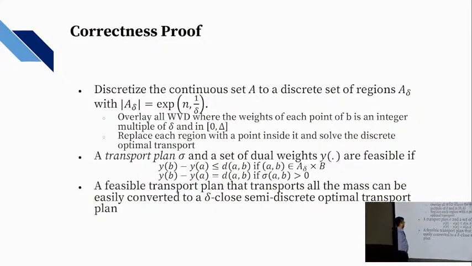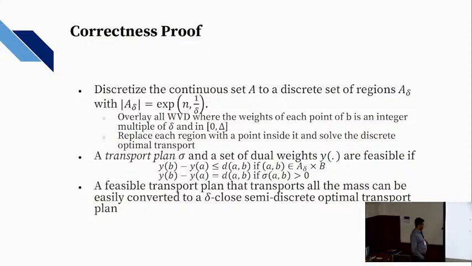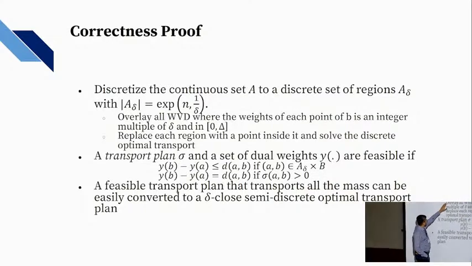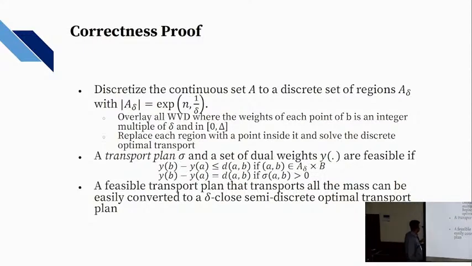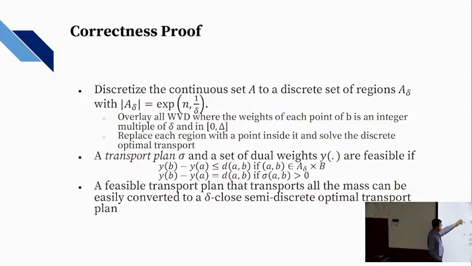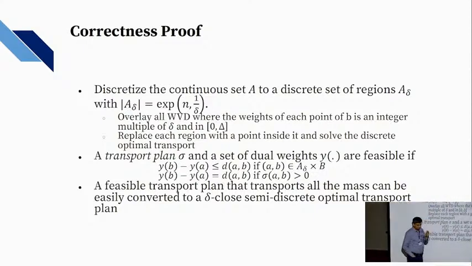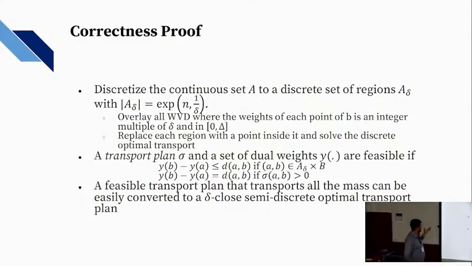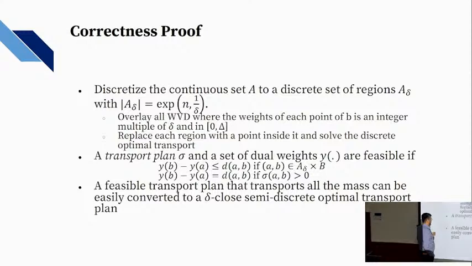Essentially, you can view this as the following. So for the proof of correctness, just imagine one way to obtain a delta-closed transport plan is the following. You can discretize your continuous space into a set of regions, exponentially many regions, right? Then basically replace each region with a single point like we did before, and solve a discrete OT problem, right?